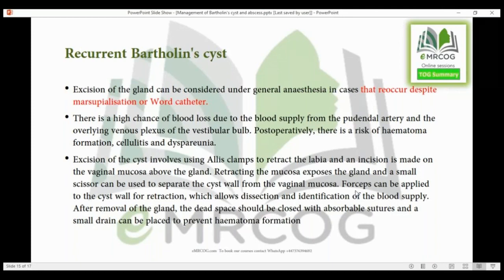The high chance of blood loss makes us think about it many times. Why so? Because we are talking about a place that has a blood supply from the pudendal artery directly. Okay, and the pain? Tell me about the pain. The pudendal nerve also. So the risk of hematoma and dyspareunia is very high. However, it can be our last resort.